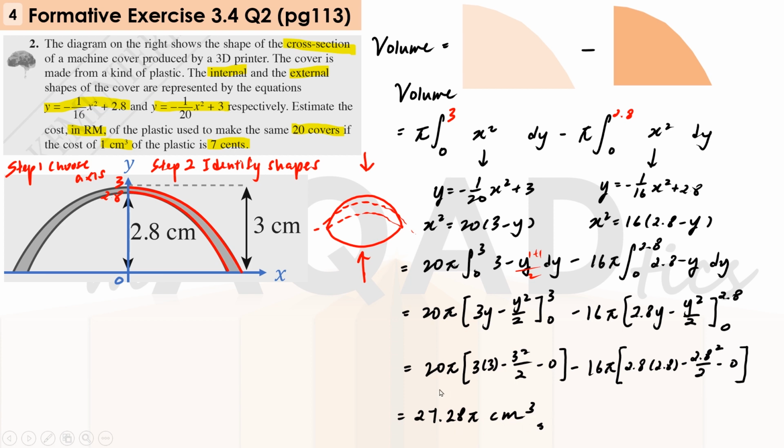So this is the total volume, but remember, we need to find the cost. So for this total volume, let's multiply by the cost per cm cube, which is 7 cents. But for 7 cents here, we usually convert to RM, so this 7 is 0.07. And then we need to make 20 covers of this, so we need to multiply by 20. Make pi into 3.142, and you'll find that your cost is 120 ringgit.